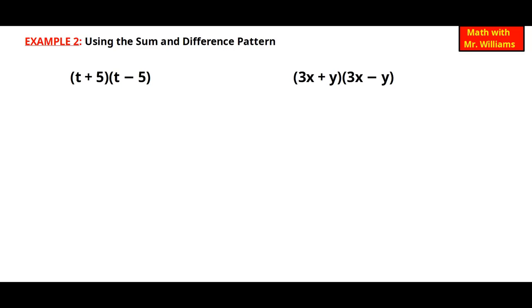Math with Mr. Williams, example 2, using the sum and difference pattern. So we have two binomials. We can see that the first binomial is t plus 5, and the second one is t minus 5, basically opposites with a 5.